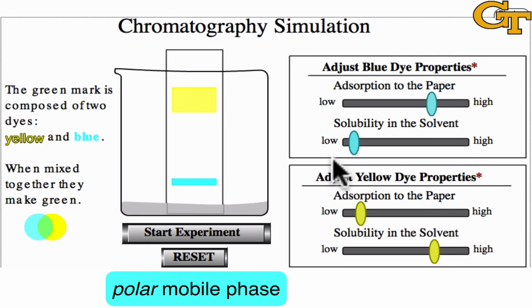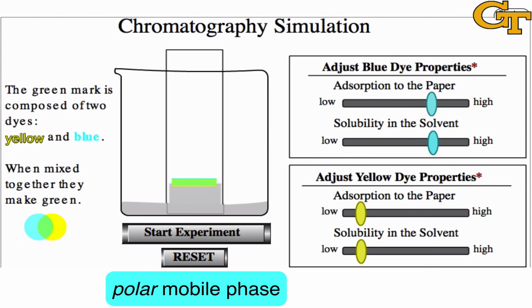For example, imagine we used a polar solvent. Now the yellow compound, which was highly soluble because it's nonpolar, is now much less soluble, and its adsorption to the paper is still low. Now the blue dye is much more soluble in the solvent we're using, but its adsorption to the paper is still quite strong. Let's reset and watch what happens in this case.